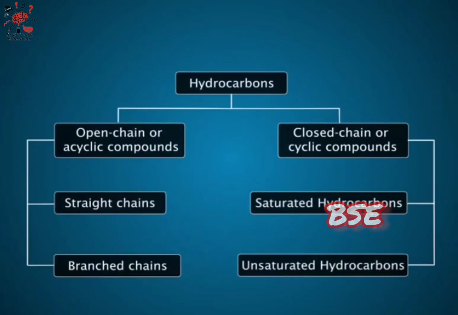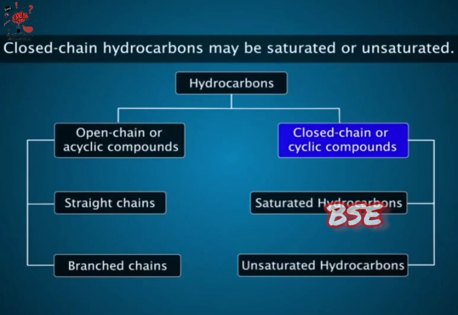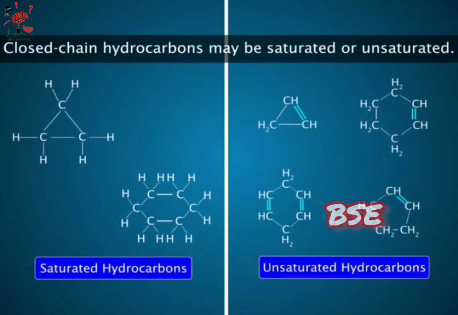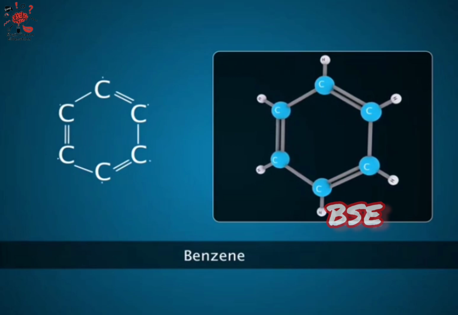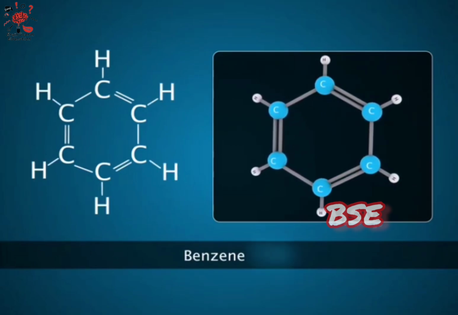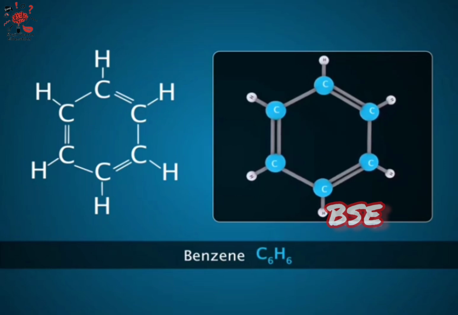Just like the open-chain hydrocarbons, the closed-chain hydrocarbons may be saturated or unsaturated. This unsaturated cyclic hydrocarbon with molecular formula C6H6 is called benzene.